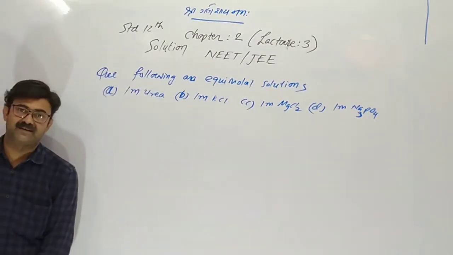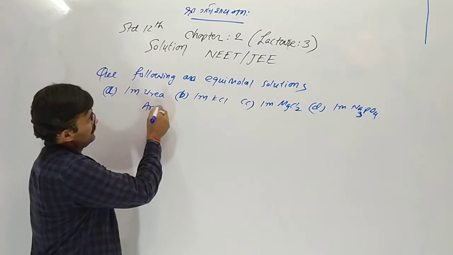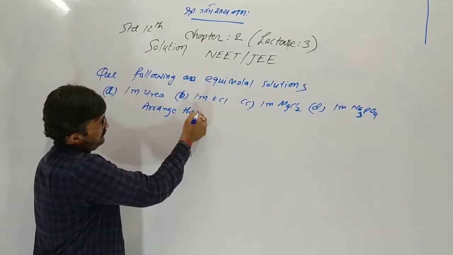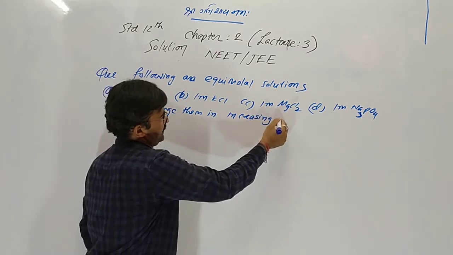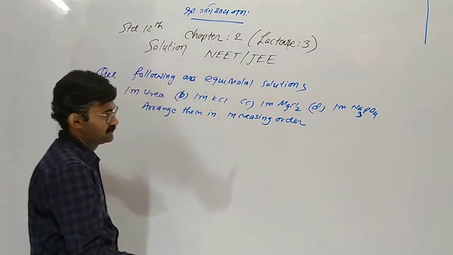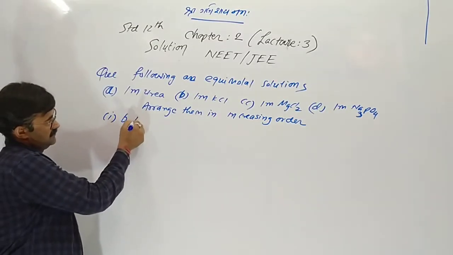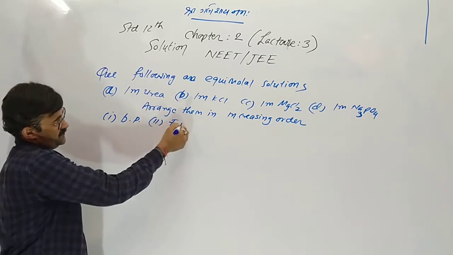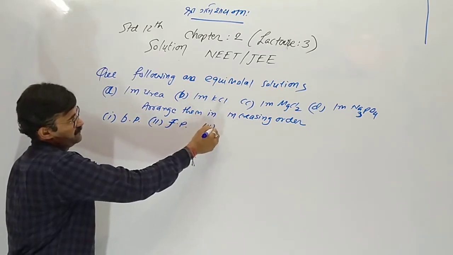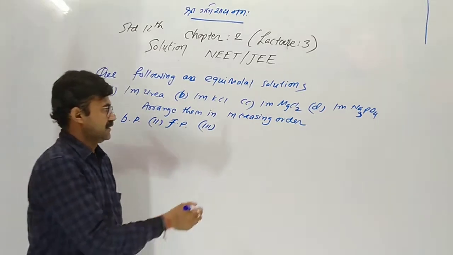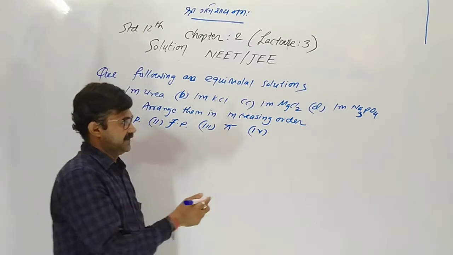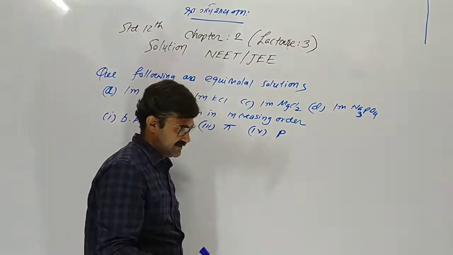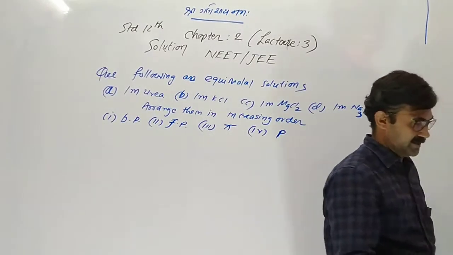Arrange them in increasing order of boiling point. First one. Second, freezing point. Third one, osmotic pressure. And fourth one, vapor pressure. Not decreasing vapor pressure, only vapor pressure.